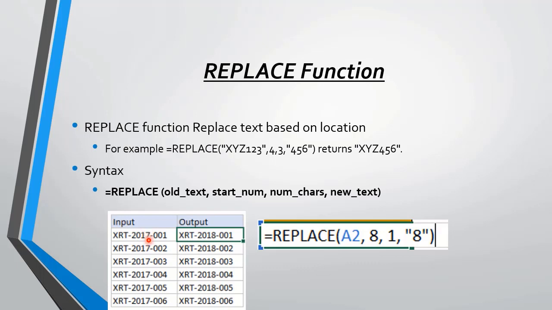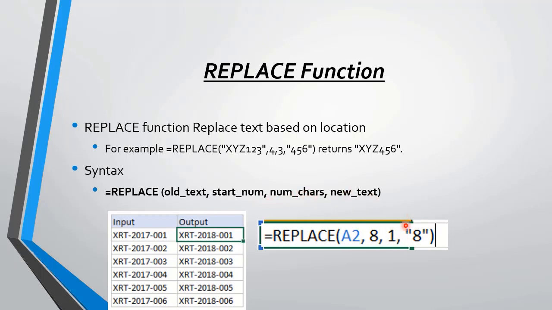My purpose is to change number 7 to number 8, meaning change 2017 to 2018. So I put number 8 here, meaning we count from left to right, the 8th character: 1, 2, 3, 4, 5, 6, 7, 8. This is start num, the start number, character 8 here. And why did I put number 1? I put number 1 because I want to replace only 1 character. Remember, the number of characters means 1.